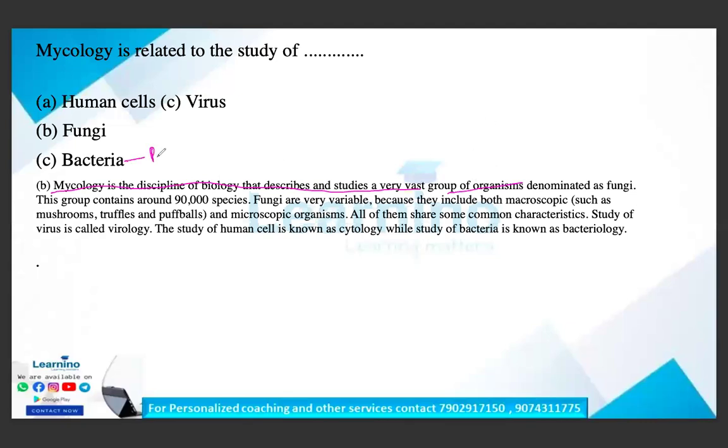Study of bacteria is called bacteriology. Study of human cells is cytology. Study of fungus, mycology.